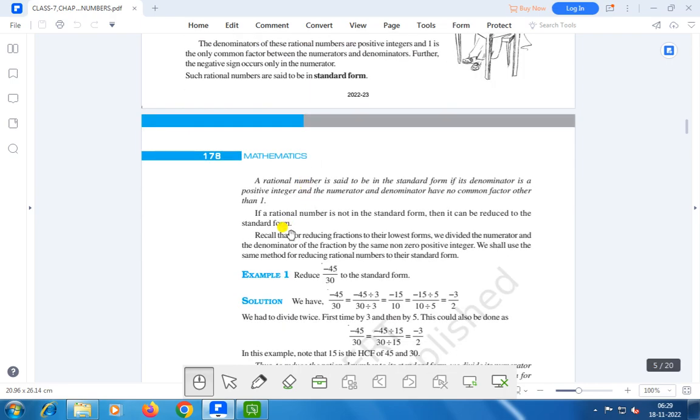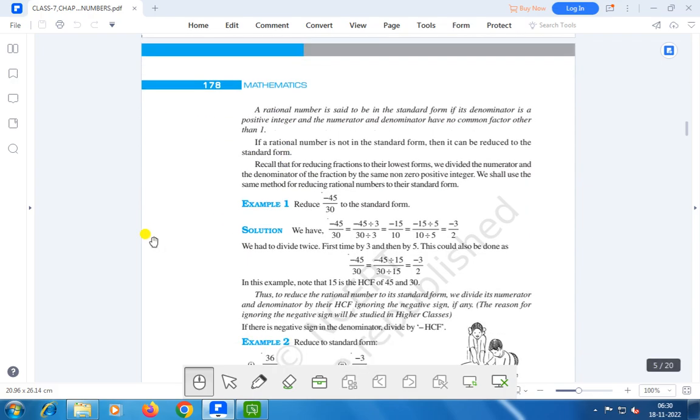A rational number is said to be in standard form if its denominator is a positive integer and the numerator and denominator have no common factors other than 1. If a rational number is not in the standard form, then it can be reduced to the standard form. Recall that for reducing fractions to their lowest form, we divide the numerator and denominator of the fraction by the same non-zero positive integer. We shall use the same method for reducing rational numbers to their standard form.